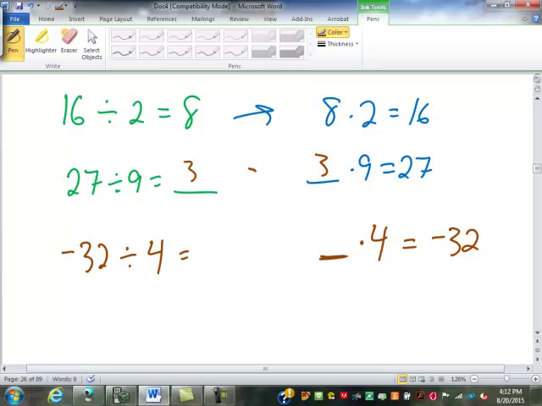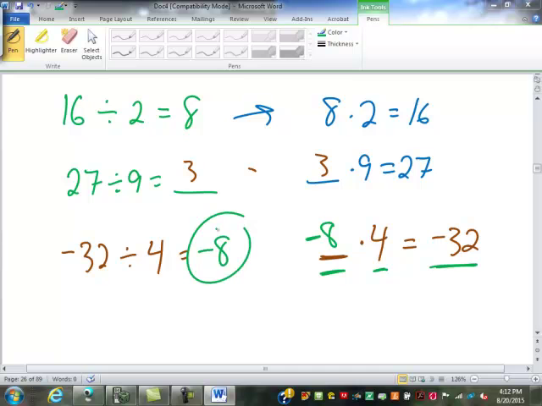Now here, this is negative. Since the 4 is positive, this one must be negative. And of course, it's going to be negative 8. So 32 divided by 4 is 8, but because of the 32 being negative, it has to be a negative 8. So you can see, just like multiplication, the division doesn't change. We just have to decide whether it's positive or negative.